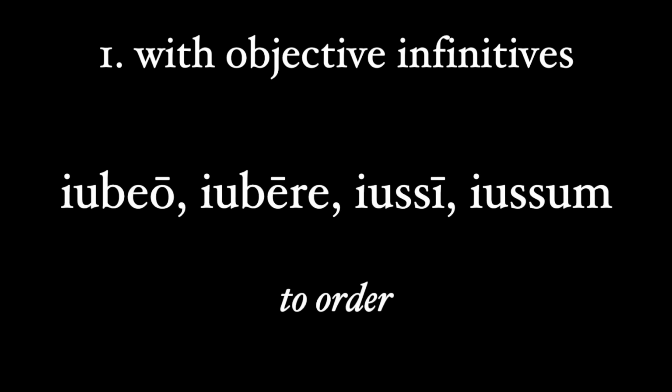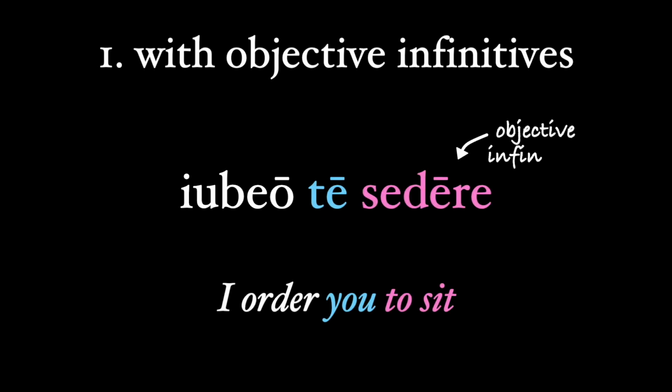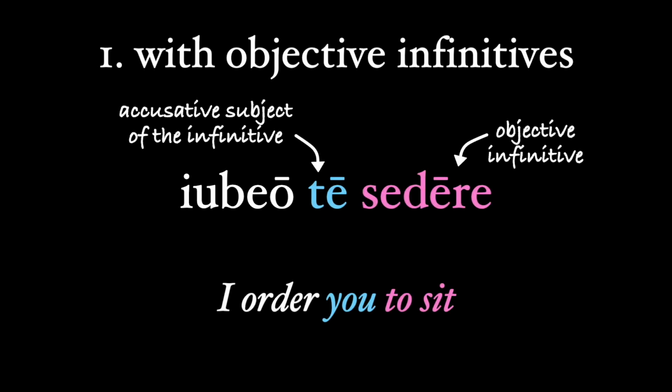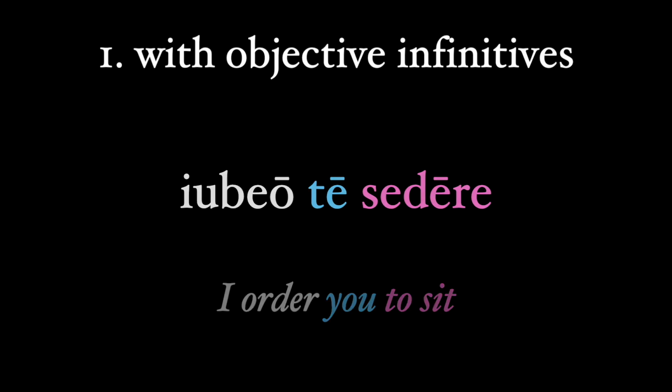So let's start it off by talking about the verb iubeo, to order. When I order you to do something, like say sit, we put sit into the infinitive and you into the accusative case. Iubeo te sedere. In this situation, te is the accusative subject of the infinitive. You are doing, or supposed to do, the action of sitting.